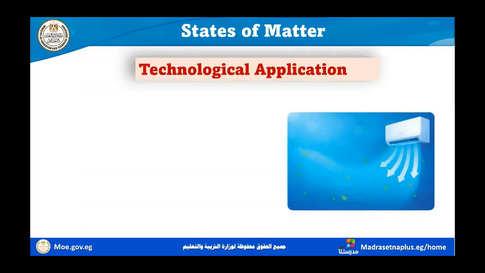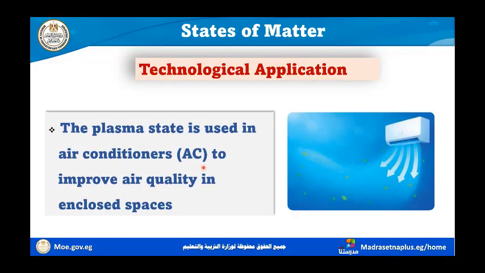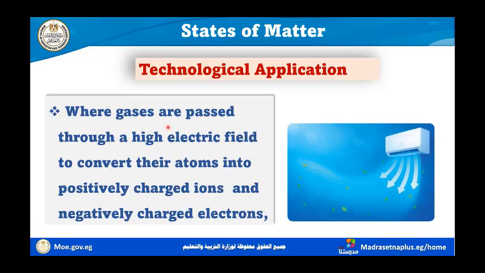Now we are going to study the technological application of the plasma state. The plasma state is used in air conditioners, in the AC, to improve air quality in enclosed spaces. Let's explain how the plasma state improves the air quality. The gases are passed through a high electric field to convert them from atoms into positively charged ions and negatively charged electrons, and that is the plasma state.